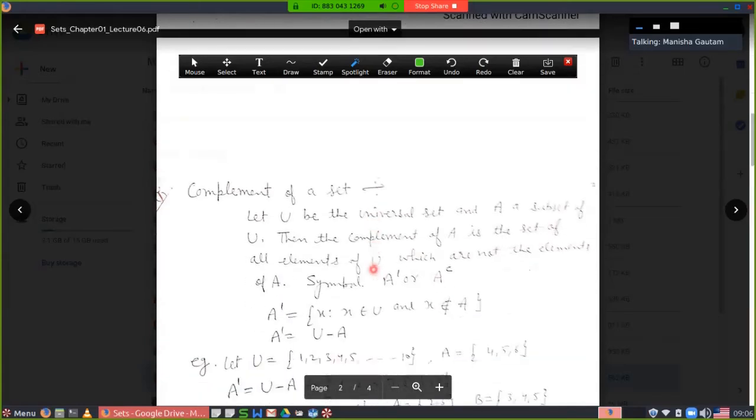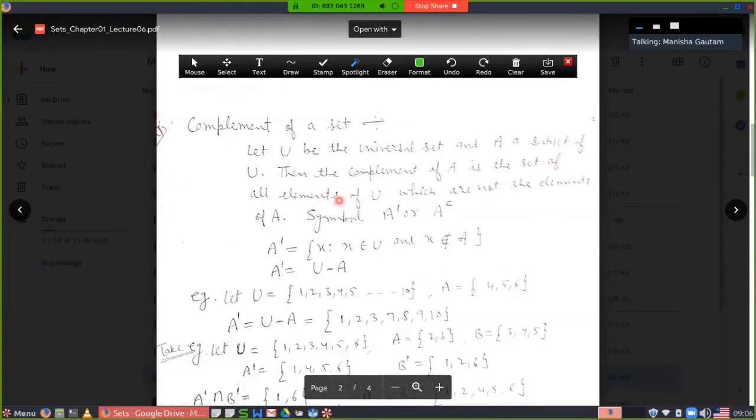The next is the concept of complement of a set. Complement of a set can be calculated when the universal set is given to you. Otherwise, it's not possible to get the complement of a set. So let U be the universal set and A a subset of the universal set. Then the complement of A is the set of all elements of the universal set which are not elements of A. It means the elements lying in the universal set other than those of A are the complement set elements.